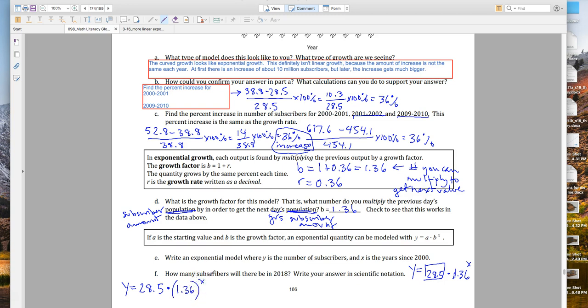So question F says, how many subscribers will there be in 2018? Write your answer in scientific notation. Does that mean we're going to have a really big answer? Well, in 2018, 18 years have gone by. So we take that starting amount and we multiply by 1.36 over and over and over again. So 18 will be our exponent right here. If x is 18, then y is equal to 28.5 times 1.36 to the 18th power.